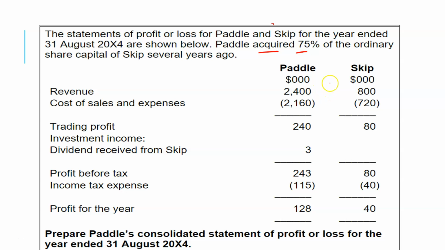So what's their situation for this year? Well, individually, this one has no adjustments. Paddle did 2.4 million. Skip did 800. I'm adding those two together, and those are the costs. I'm adding them together. Like I say, the dividend received from Skip will not show up at all.